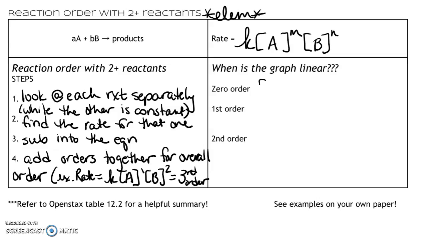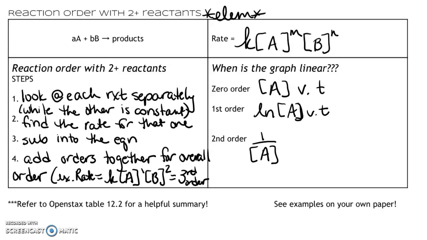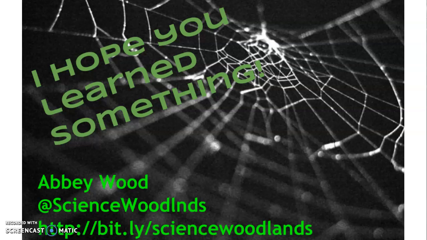Okay, I'm going to explain this further in the next video, but when you're looking at a 0 order reaction, then the graph is going to be linear when it's your concentration versus time. If it's linear when the natural log of your concentration versus time, then that's a first order reaction. And if it's linear when your concentration is the inverse versus time, it's a second order reaction. The reason is calculus. In closing, I hope that at least gets you started on reaction rates and rate laws.